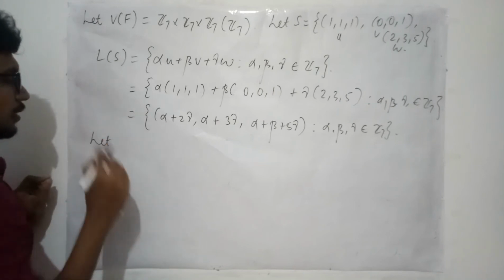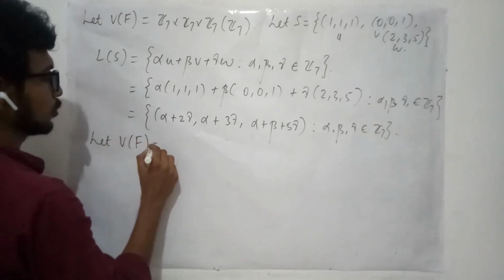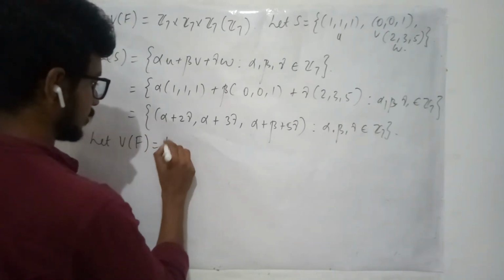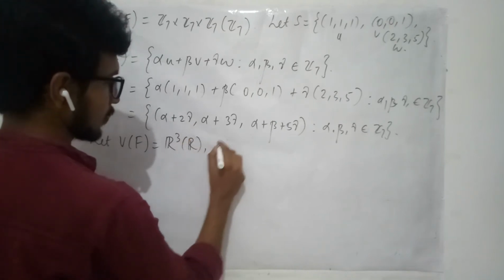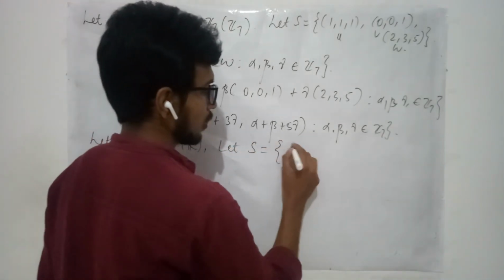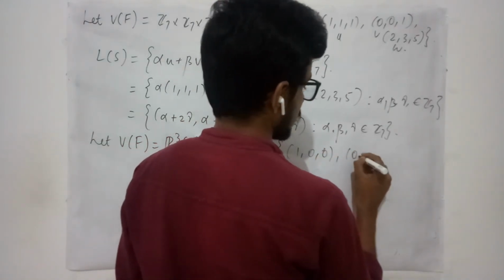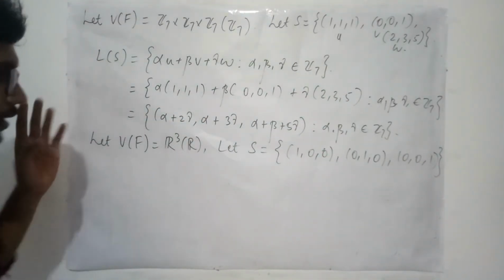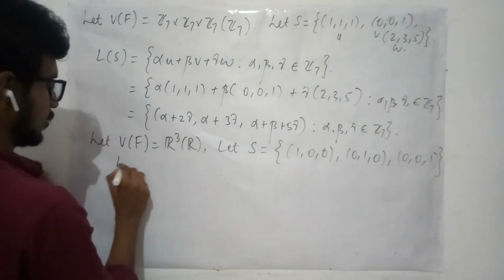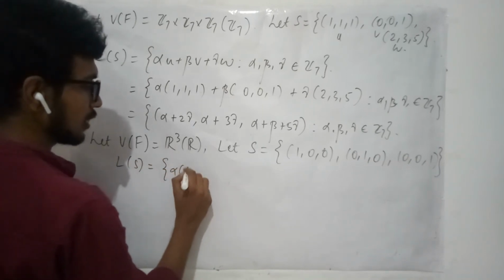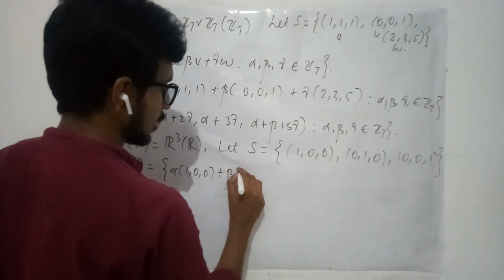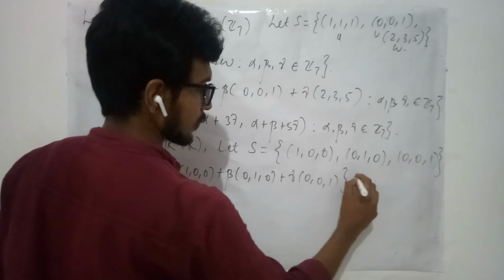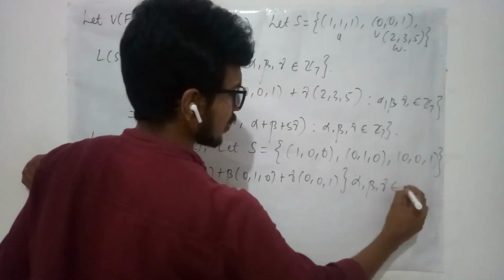So finally let us see one example. Let us come back to R3 of R. Okay, let me take my S to be (1, 0, 0), (0, 1, 0), (0, 0, 1). Right? My L of S is going to be what? Alpha times of (1, 0, 0) plus beta times of (0, 1, 0) plus gamma times of (0, 0, 1), where these entries are real values, right?